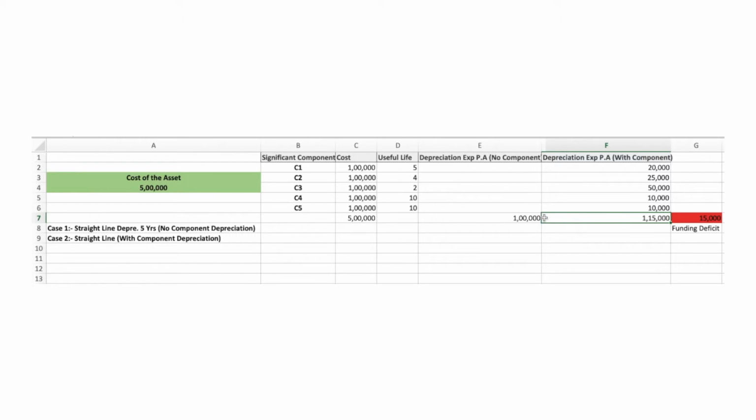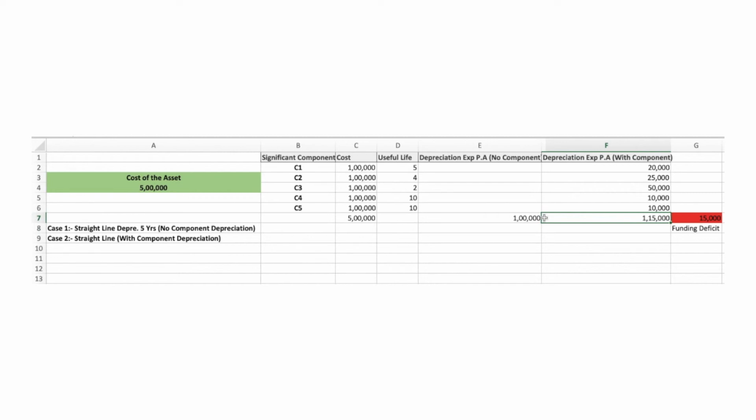For example, component number 3, where the depreciation amount should have been $50,000. However, we've only saved $10,000 out of $50,000. So there's a deficit of $40,000. However, in case of C5, the savings should have been $10,000. However, we saved $20,000 in respect of component 5. That kind of offsets the requirement of the fund.